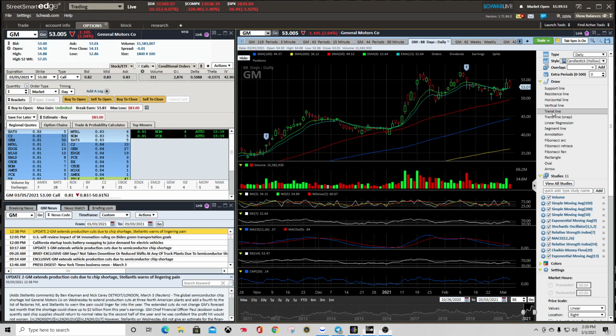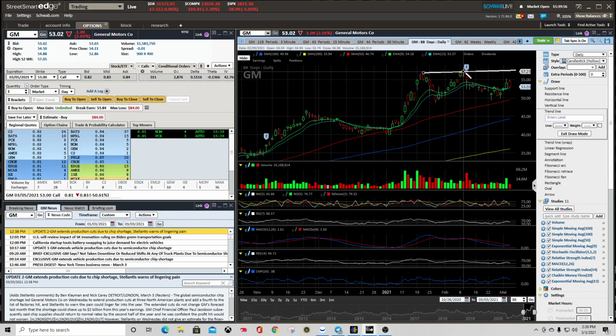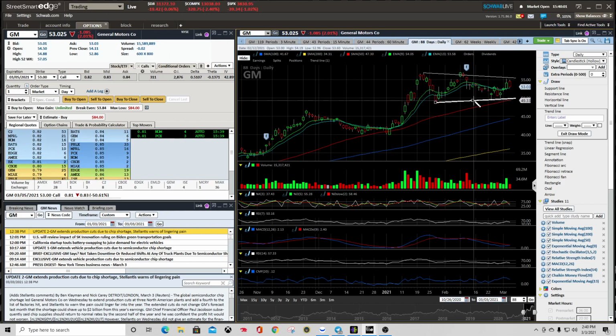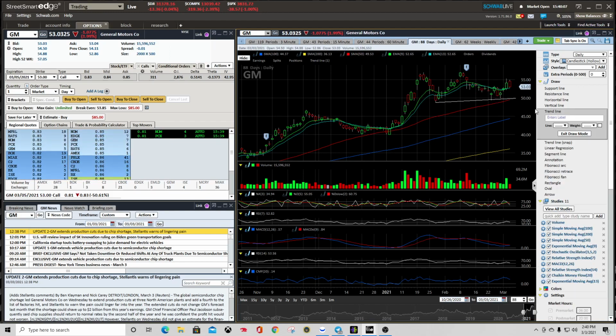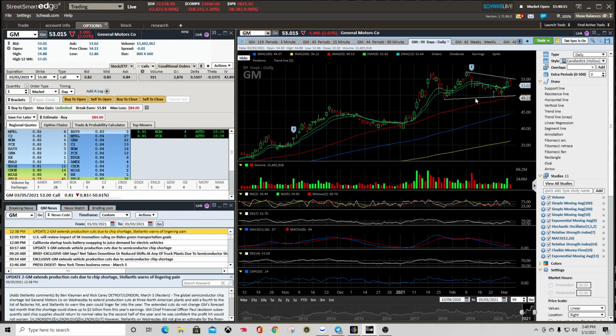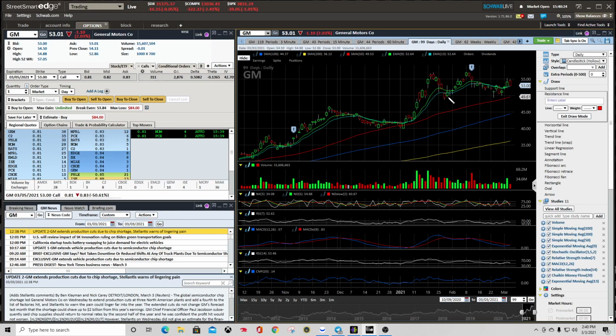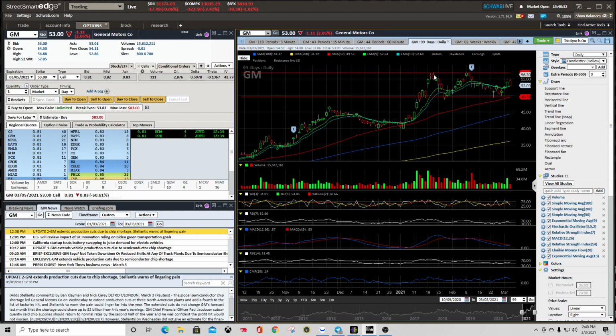But you can see it's not the best setup there. It's more like a little wedge, if you will, that it's putting in. Let's put a line there and a line there. You could also consider this a rectangle setup there, a little rectangle right here.